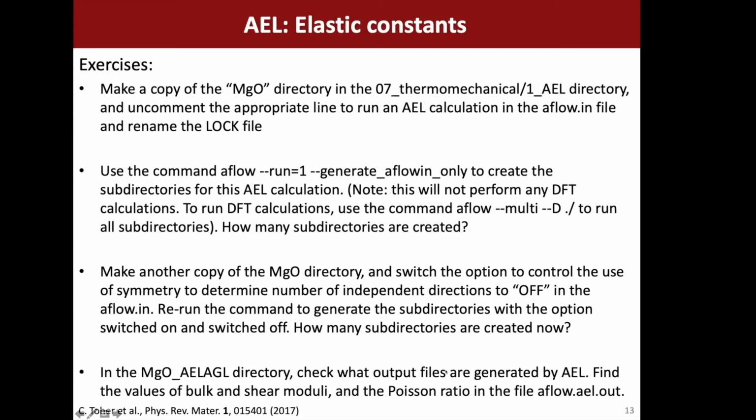And then finally, in this other directory, Mg_AEL_AGL, check what output files are generated by AEL. These are some of the output files generated, from a previously run AEL calculation. The main output file is called aflow.ael.out. If you look inside this, find the bulk and shear moduli, and the Poisson ratio for this material.